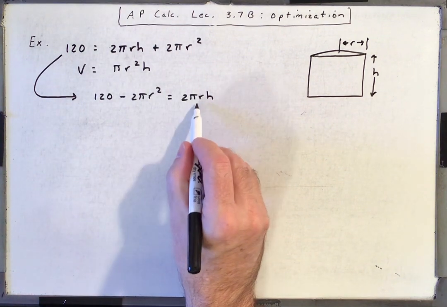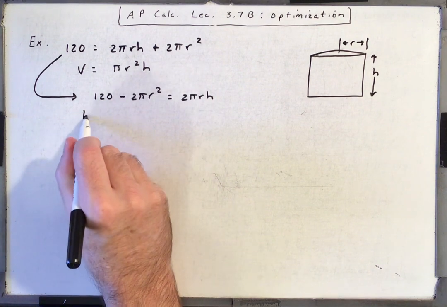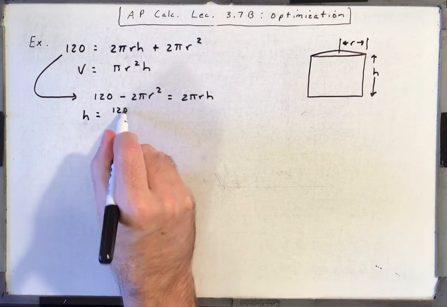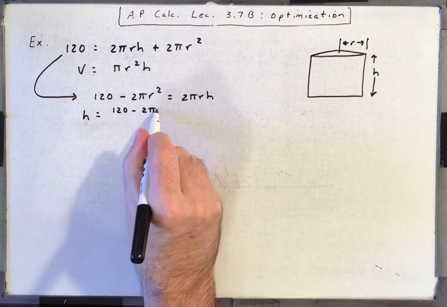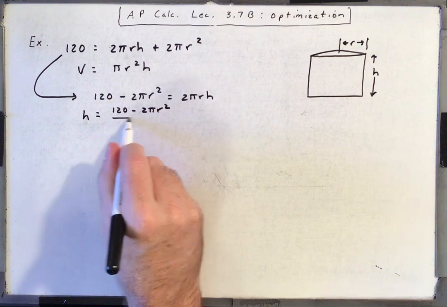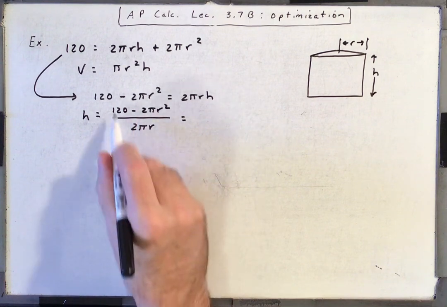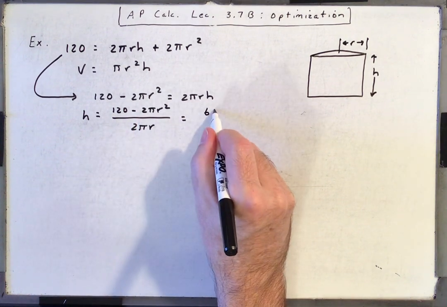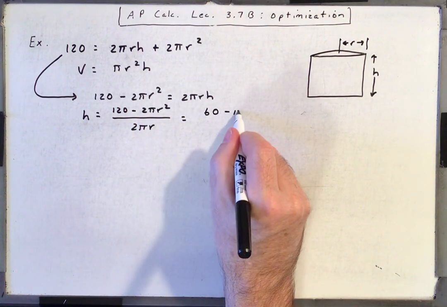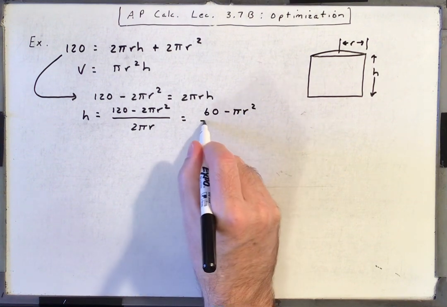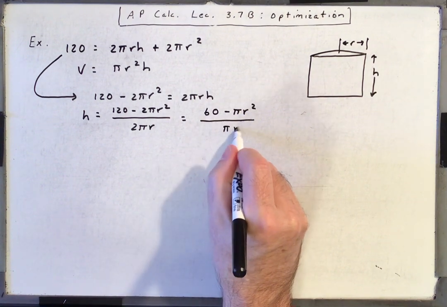And then solving for h, I bring the 2 pi r underneath. So we have h is 120 minus 2 pi r squared over 2 pi r. And then I could factor a 2 out of everything and make it a little simpler. 60 minus pi r squared over pi r. That's h.